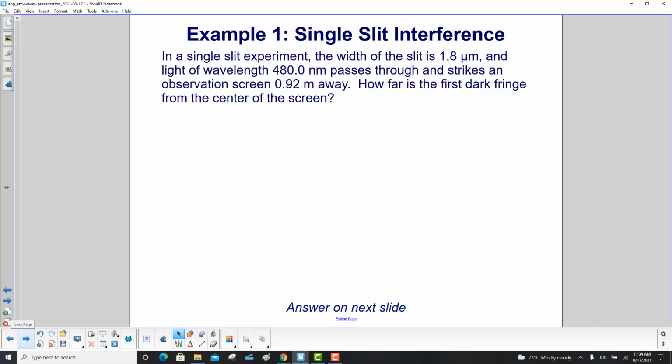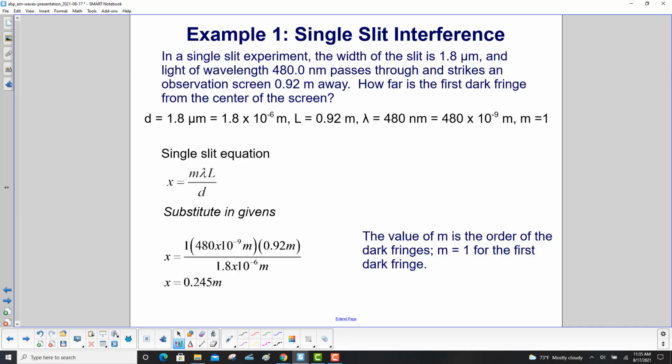In a single slit experiment, the width of the slit is 1.8 micrometers, and the light of wavelength 480 nanometers passes through and strikes an observation screen 0.92 meters away. How far is the first dark fringe, or minima, from the center of the screen? Start again by listing the givens and converting micrometers to meters and nanometers to meters. And we want the first dark fringe, so m is going to equal 1.